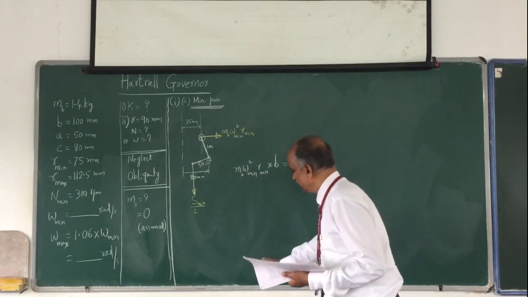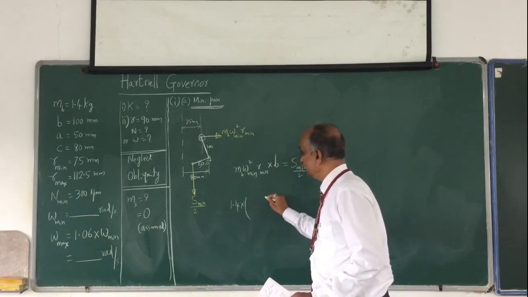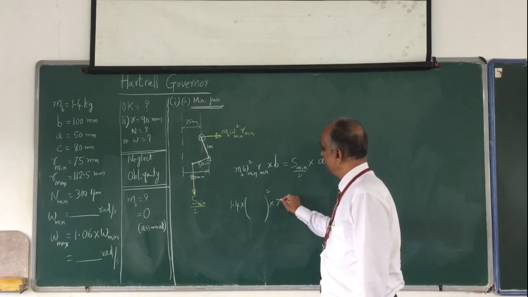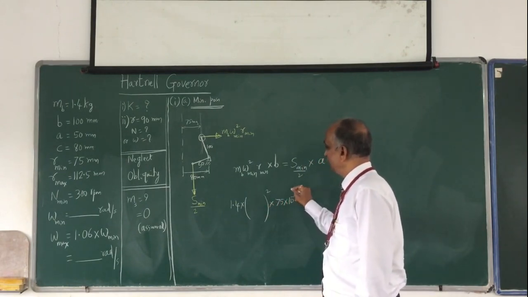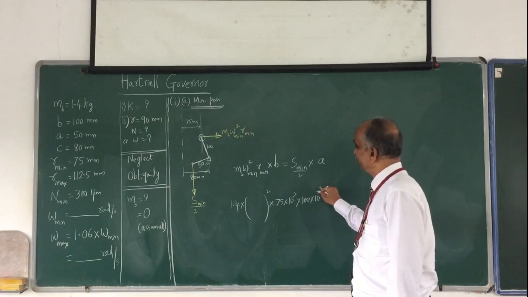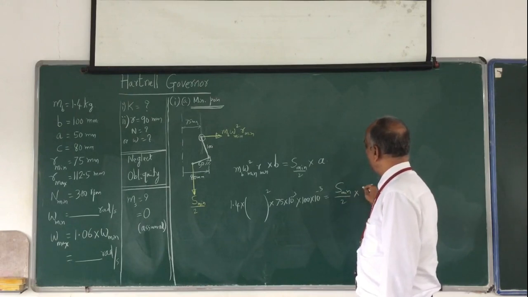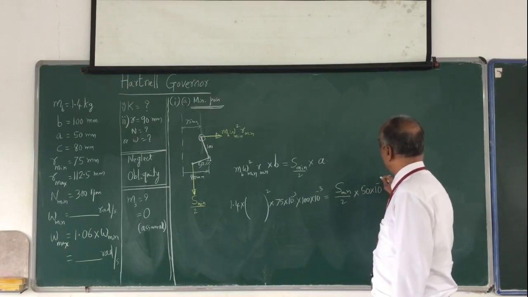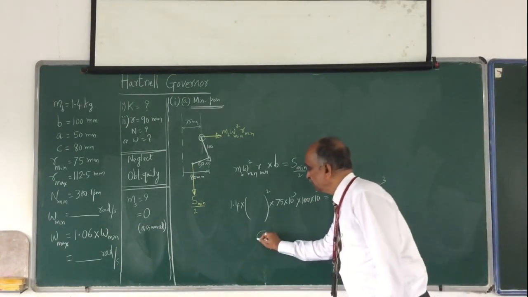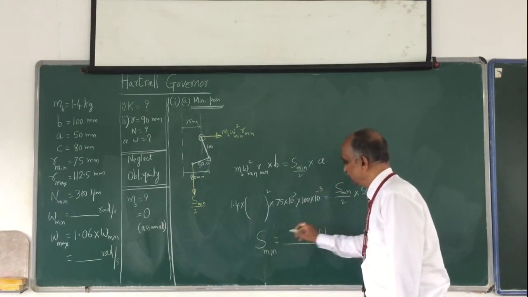I shall make one substitution for you to demonstrate. This is equal to 1.4 and omega minimum. I don't have that value, you have it, and square of that. This R minimum is 75 into 10 raised to minus 3 multiplied by B, which is 100 into 10 raised to minus 3, is equal to S minimum by 2 multiplied by A, that is equal to 50 into 10 raised to minus 3. Okay, all the values I have substituted, everything is known, and the only unknown is S minimum, that you find out. And that is equal to so many newtons.